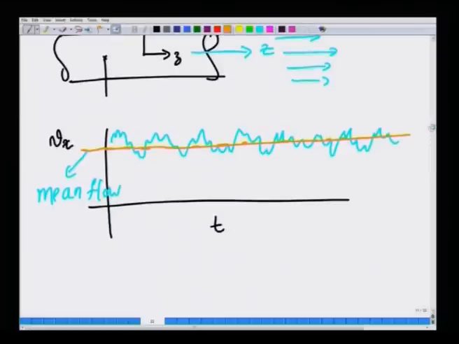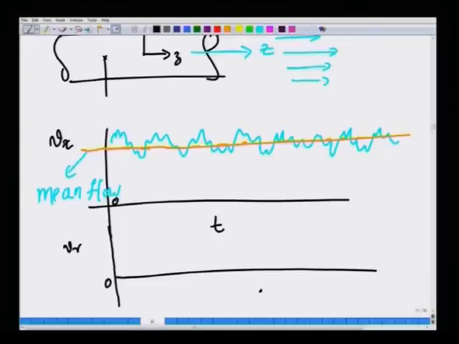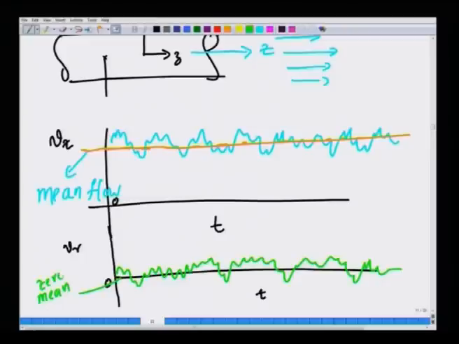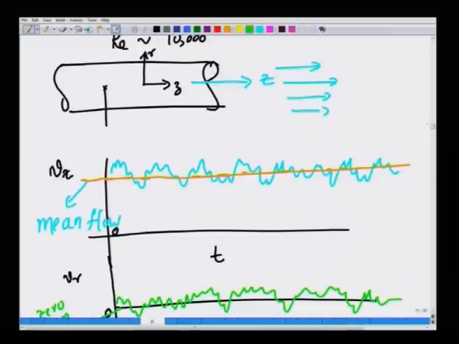But if you have to record the velocity in, let us say, the r direction, this is the 0 of the velocity as a function of time, here it is going to look like this. It is again random, but it is random about a 0 mean, because there is no mean flow in the r direction. There is a pressure drop that is exerted in the z direction. So, there is a mean flow in the z direction, although there are strong fluctuations about the mean flow, but there is nonetheless a mean flow.